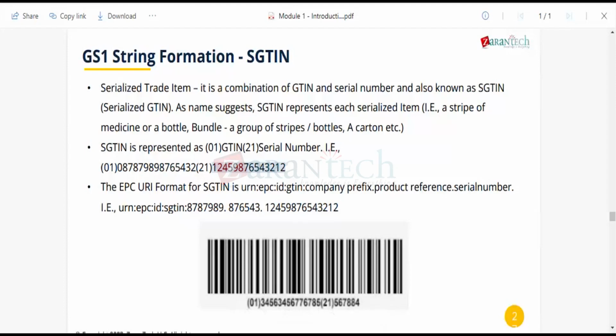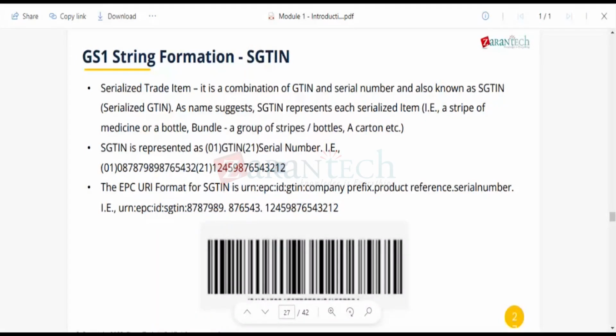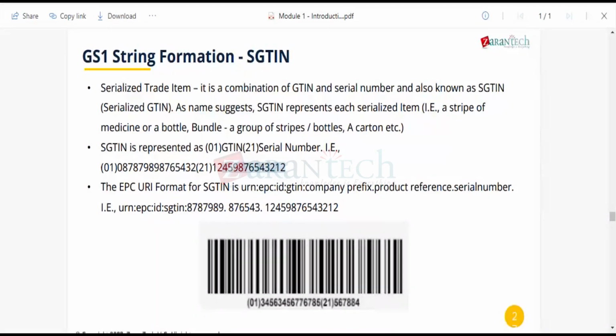So I hope you guys understood this concept of SGTIN. Let's say you have 10 bottles. So the 10 bottles will have a common global trade item number, but they will have unique serial numbers, right? Correct.